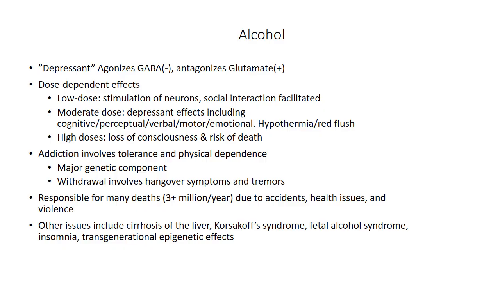There's tolerance and physical dependence that comes along with habitual use of alcohol. Whether somebody habitually uses alcohol and develops a substance use disorder has a major genetic component. Okay, in terms of the levels of physical withdrawal, the levels of tolerance, right? So that physical dependency has a genetic basis to it for alcohol, which can lead some people to be more likely to develop physical dependence. And while withdrawal, of course, includes hangover symptoms and tremors.